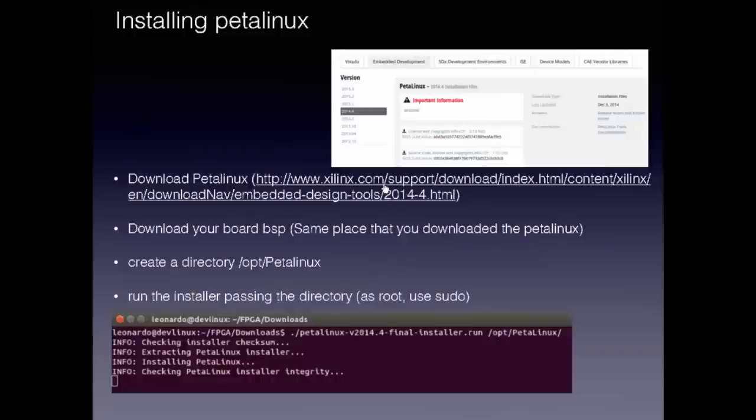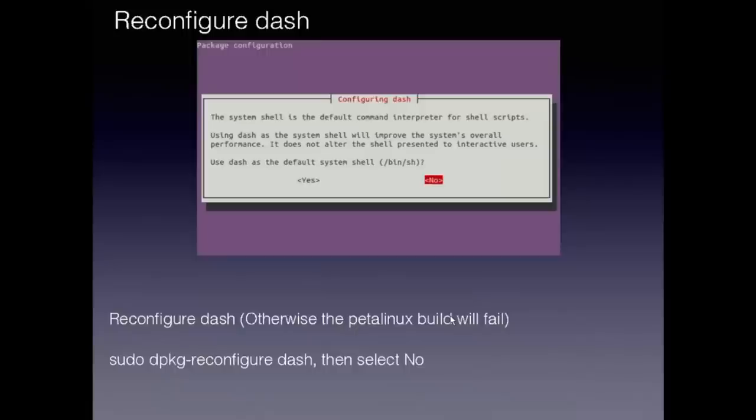So here is the download link, you just click here and you can download Petalinux. You also need to download the board BSP of your board. In this case, we're going to download the BSP of the Zedboard. BSP stands for board support package, if you don't know. Then we create a directory /opt/petalinux and we run the installer. This is really simple. If you need, I can create a video just showing how to install Petalinux, but it's quite simple.